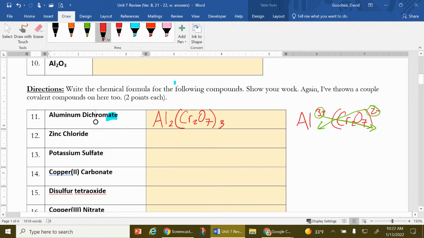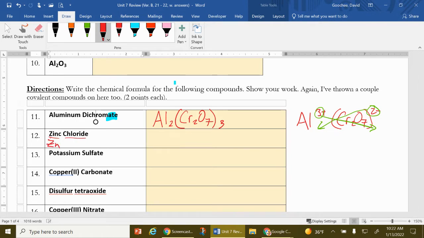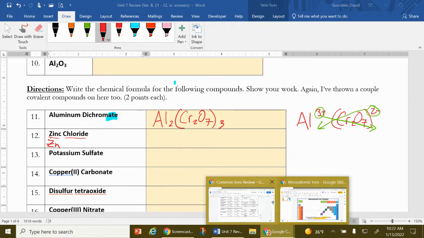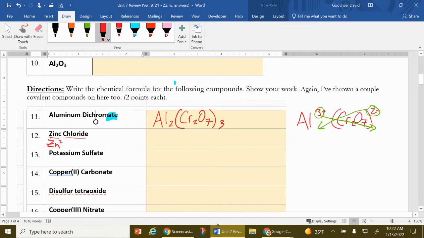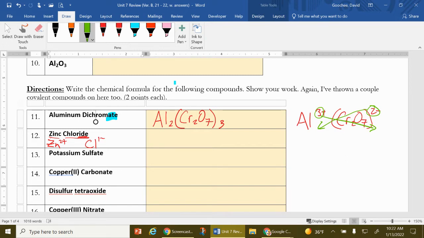All right. Next up is zinc chloride. So zinc is Zn with what charge? Let me see here. Zinc is 2 plus. And chloride, that IDE ending, chloride is Cl with a 1 minus charge. Okay, so crisscross. The answer is going to be ZnCl2. That was an easy one, right? That was easy, and that's going to be a lot of the questions you're going to encounter.